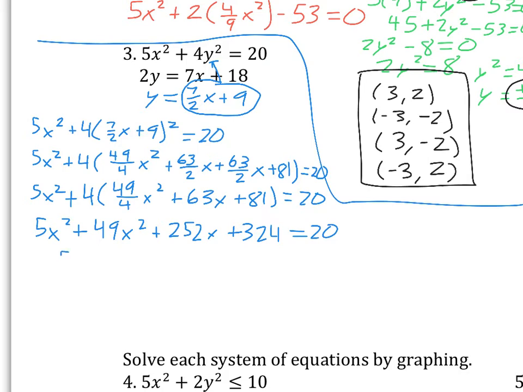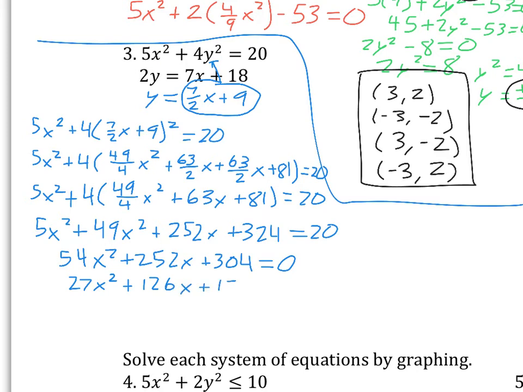Let's combine the x squares together. 54x squared plus 252x plus 304. I subtracted the 20 to the left side. And it looks like everything's divisible by 2. 54 is not divisible by 4, so I think all we can do is divide by 2. So 27x squared plus 126x plus 152.